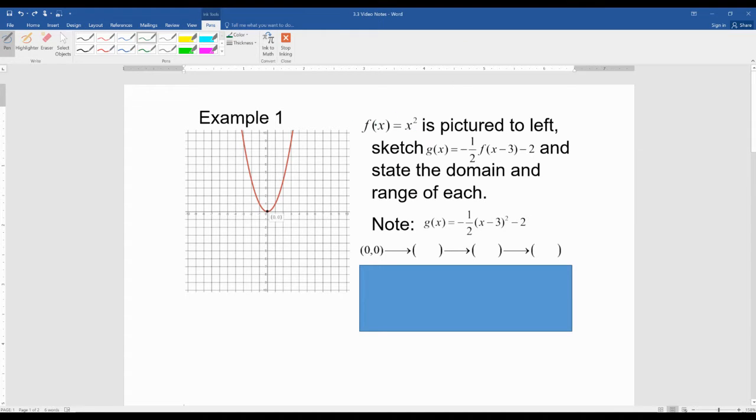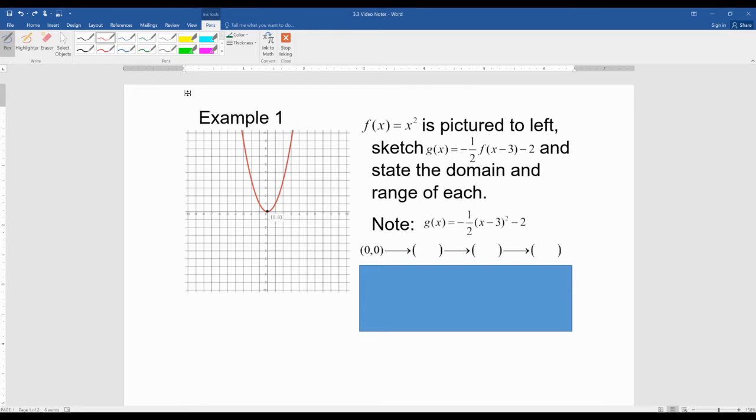So we're going to look at this function f of x is equal to x squared. That's our parent function that's sketched over here on the left. And we're going to sketch this function g of x, which is written this way in function notation. An equivalent form would be down here, written as a more obvious quadratic function, but these are equivalent.